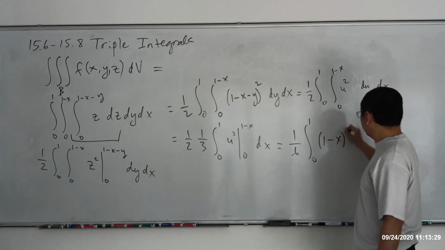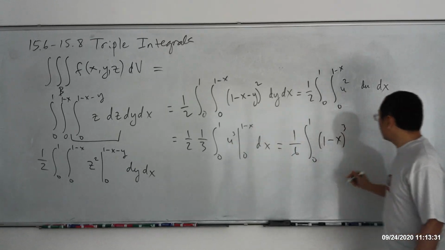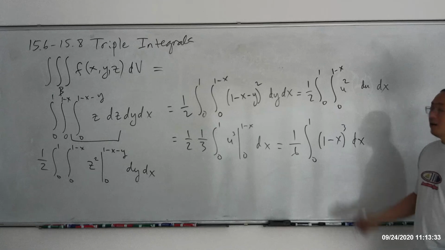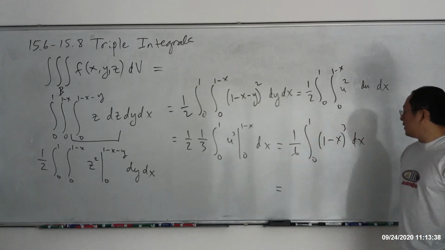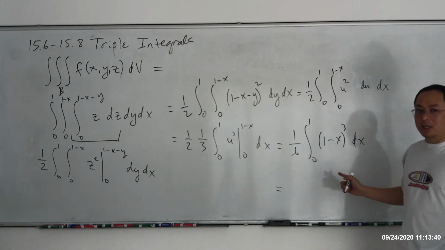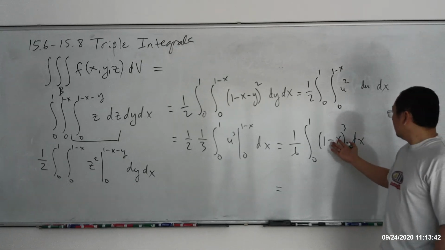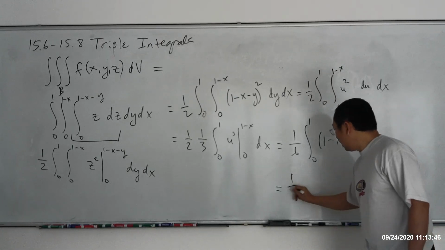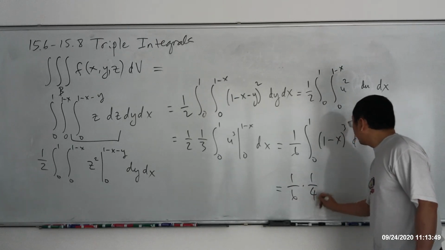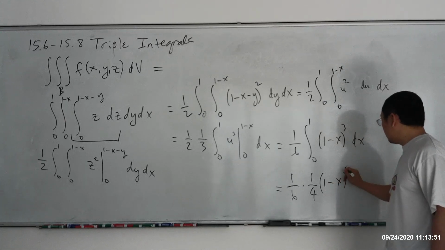1 minus x cubed, and then 0 cubed is 0, and then dx. Now integrate it one more time, and I claim that it's very similar to the previous one. Let u equal 1 minus x. You don't see it, but let me do it quick. It's 1/4, 1 minus x to the 4th with the chain rule.